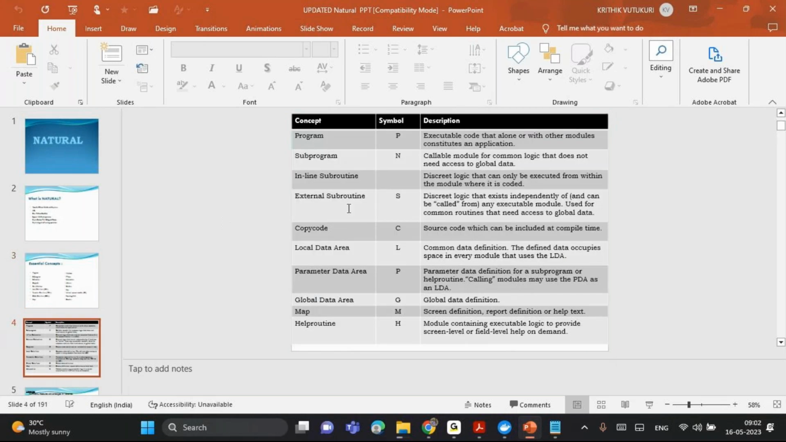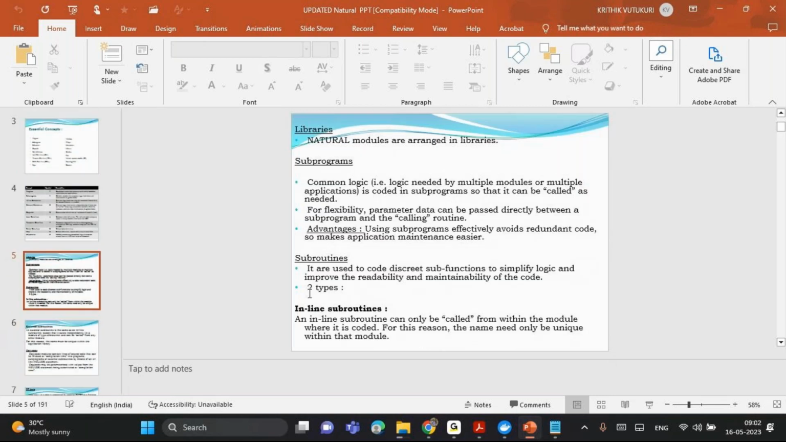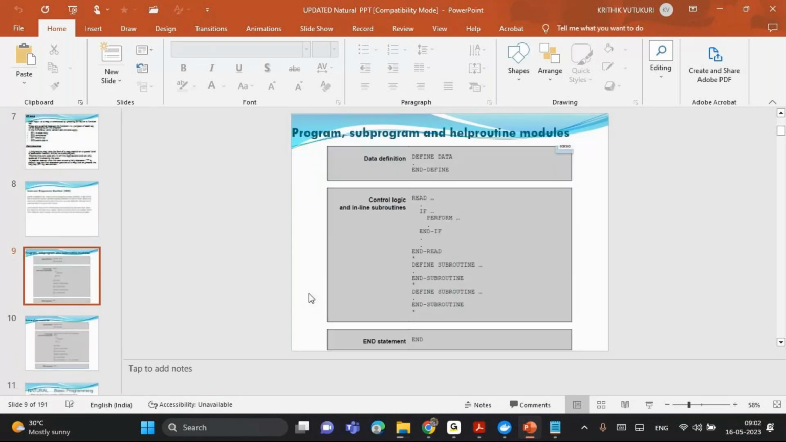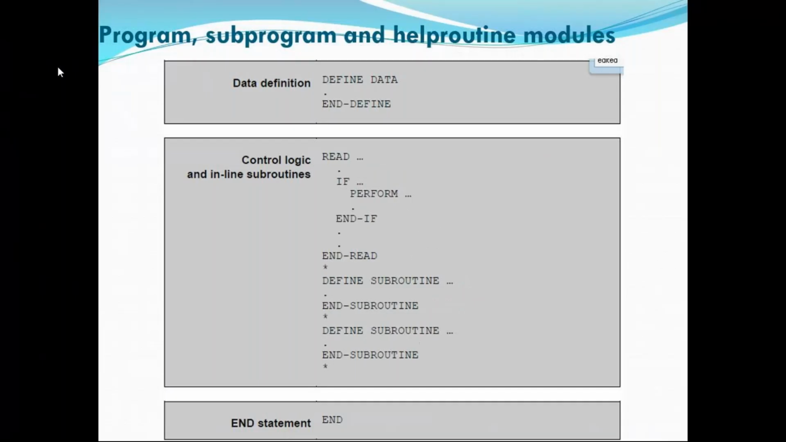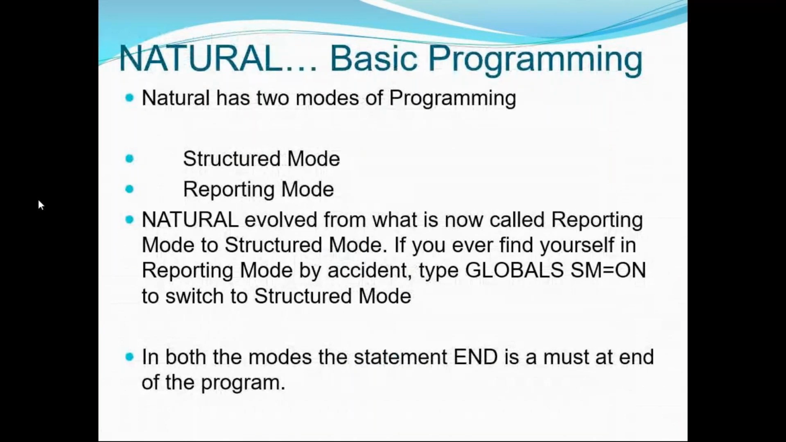This is the representation of each and every module which is there in our Natural and our Adabas. So P represents program and subprogram, and how we can represent that in our program by seeing that program, how we can understand that. And this is a sample of how the program looks like, the pattern of the program. As I said, we have two types of programs, structured mode and reporting mode.